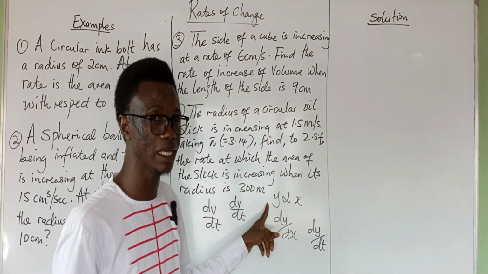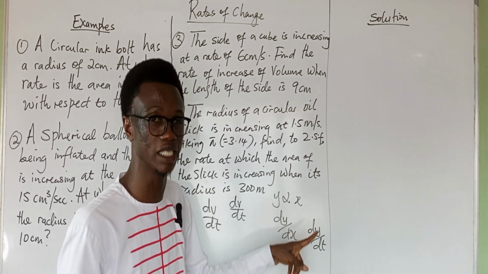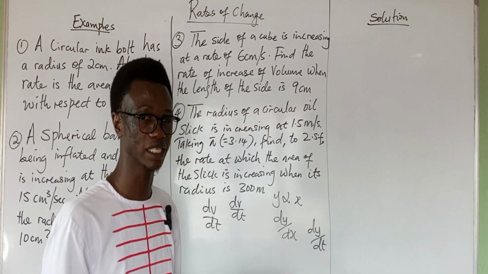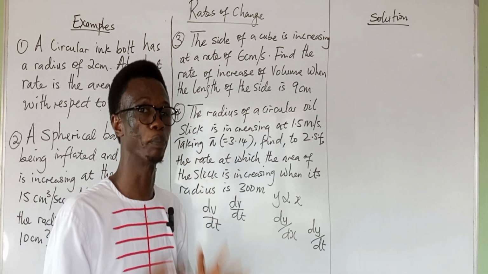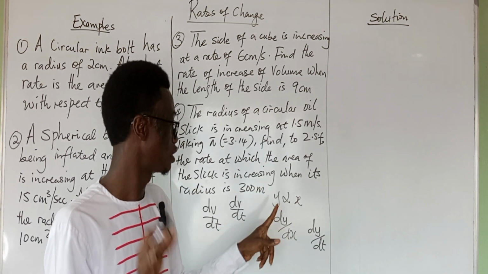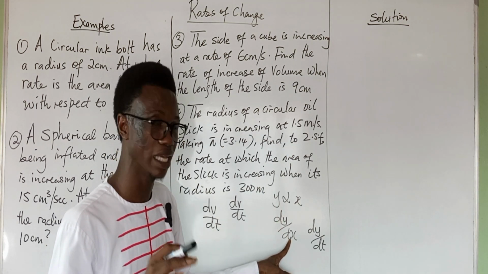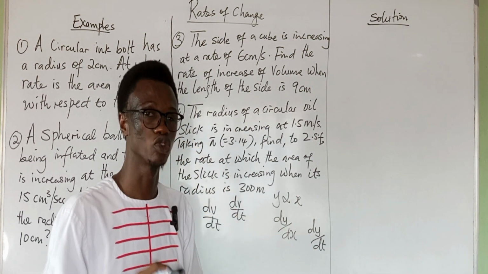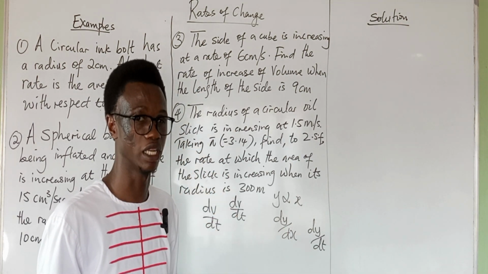Now, if the rate of change of y increases with respect to x, it means your dy over dx has to be positive. If the rate of change of y with respect to x is decreasing, it means your dy over dx has to be negative for that particular value.